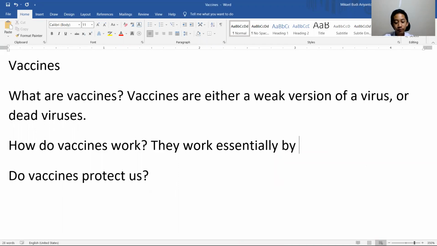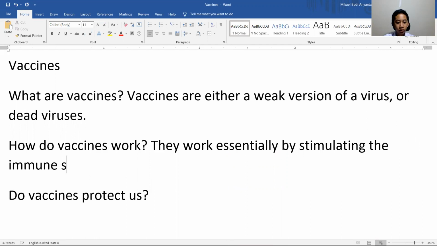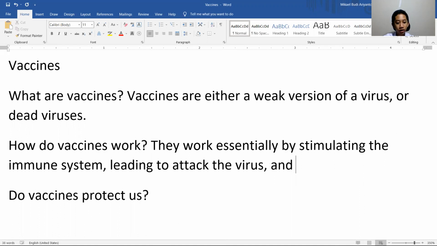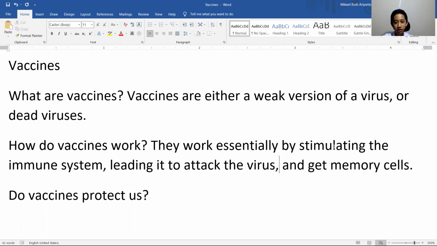It works essentially by stimulating the immune system, leading it to attack the virus and get memory cells. Yeah, that's it in a nutshell. If you want it to be more complicated, then I'll just include a few more, or a lot more, I mean.